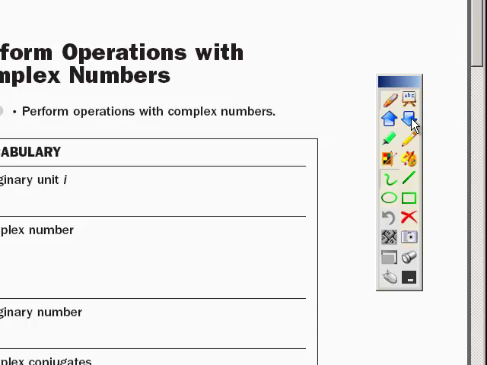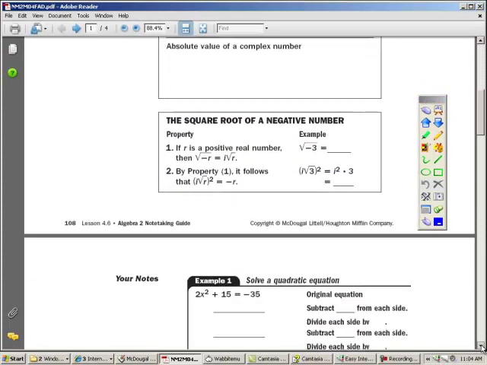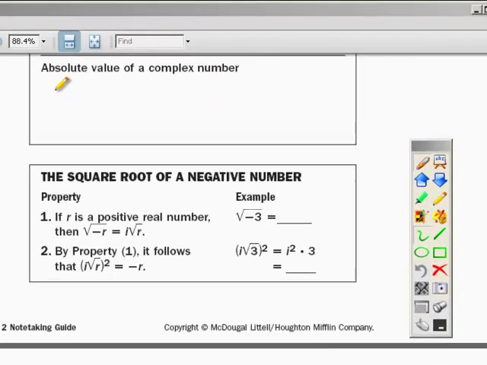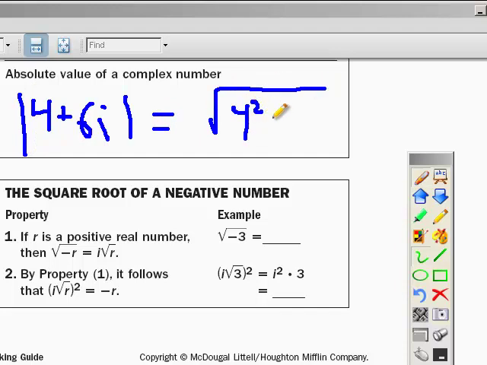Let's take a look at our next vocab word here. If I can get my computer to cooperate with me and page down. I guess I can do this. The absolute value of a complex number. If we're talking about something like 4 plus 6i, and I want to find the absolute value of that, what that would equal is the square root of 4 squared plus 6 squared. And I'll talk about that more in a little bit.